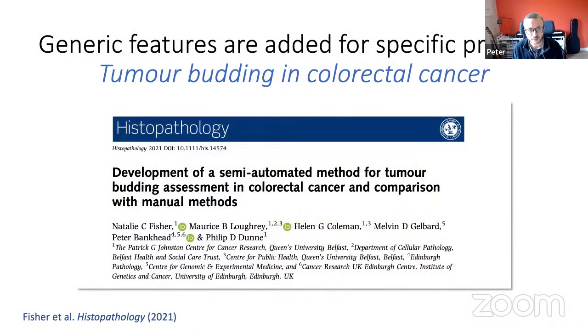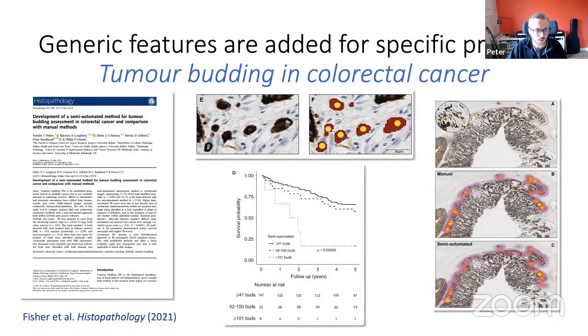And my approach to developing QuPath is to try and develop features that are generic and can be applied to a wide range of different things, but in the context of specific research projects. So it's still a research tool, and it's a tool that I approach from a research perspective. And so an example of that is I worked with a group at Queen's University, and particularly with Maurice Lockery, a pathologist I've worked with really since the beginning, to look at tumor budding assessment in colorectal cancer. And so this was published last year, this method of assessing tumor budding using QuPath.